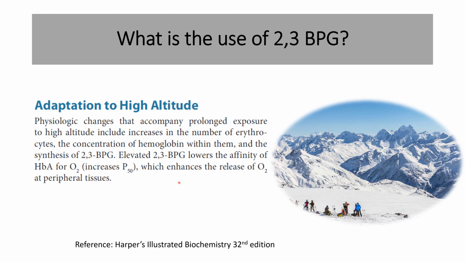So the key point here is that 2,3 BPG reduces the affinity of hemoglobin for oxygen, thereby releasing oxygen at the peripheral tissues. In high altitude conditions, our body undergoes hypoxia. So in order to compensate for that hypoxia, we need this 2,3 BPG, which is normally produced physiologically in the body, to increase the release of oxygen at the peripheral tissues. So this summarizes the 2,3 BPG shunt or Rapoport-Leubering shunt.